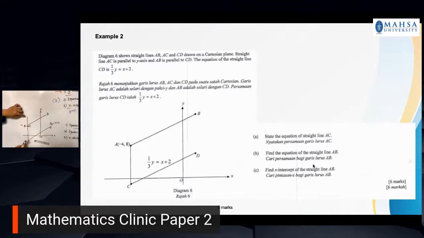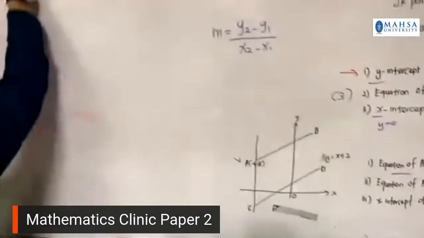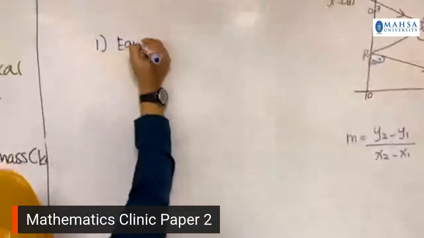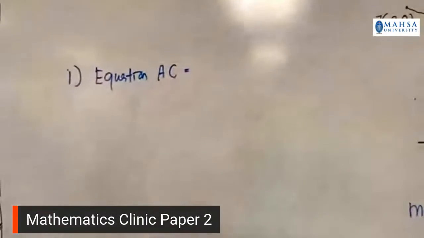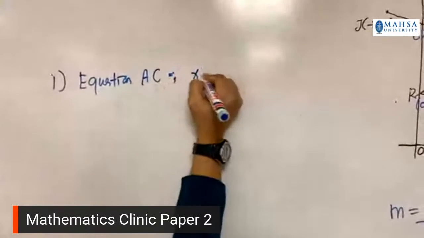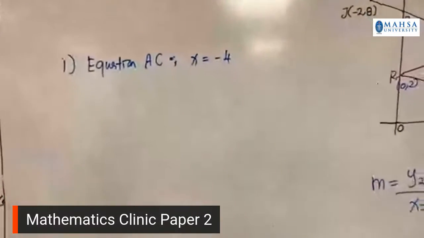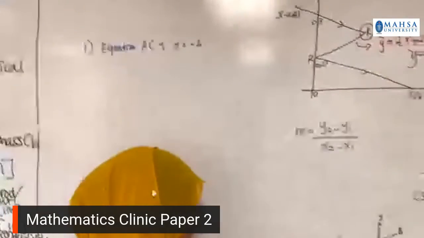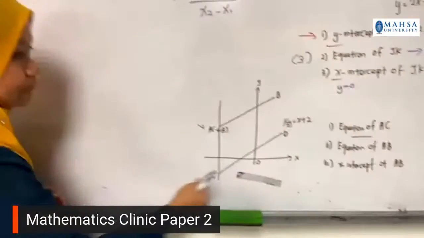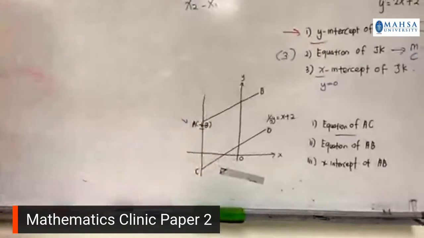So this one is just a straight line. The answer for question number 1, equation of AC, is x equal to -4. There is no variable in this equation. So this one is just a straight line of AC. Okay, that one's simple. You just take the information given from the question.